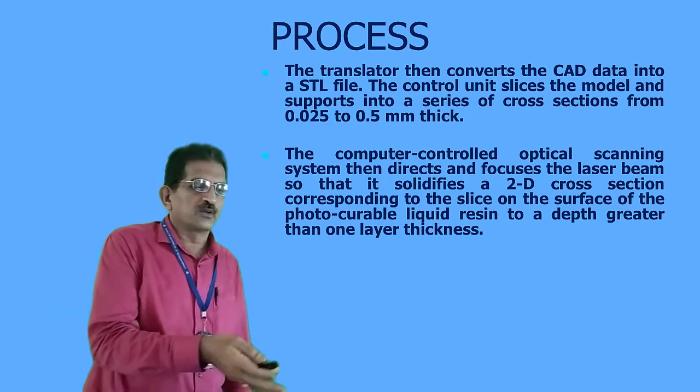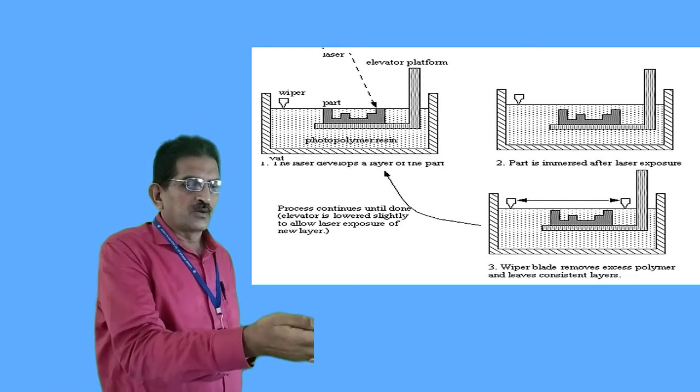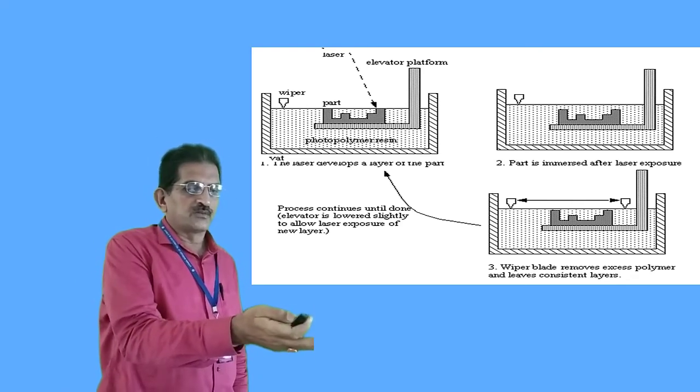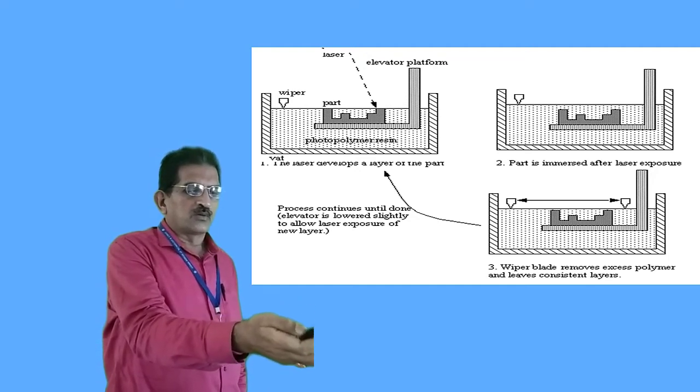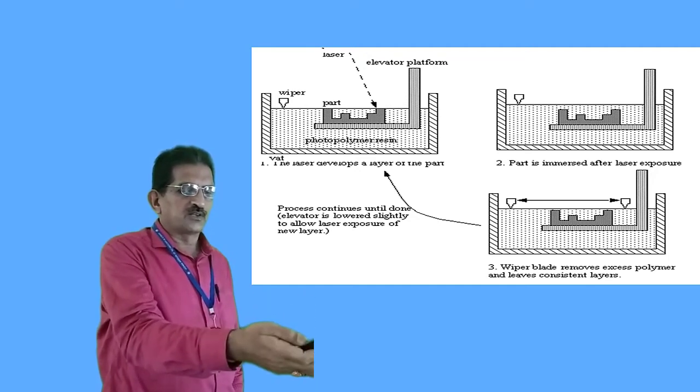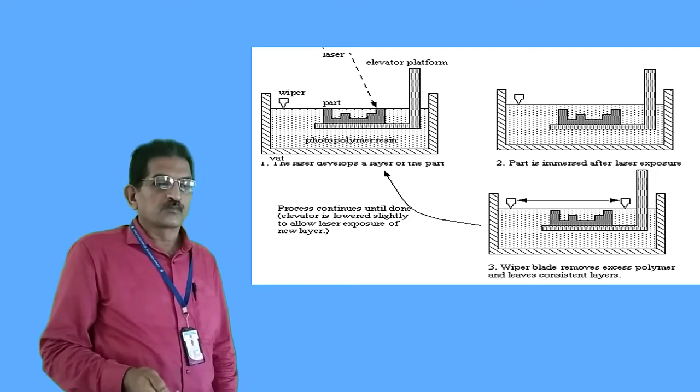This is the system. You can see the process in the first sketch where the part is made, and lastly we have three stages shown.